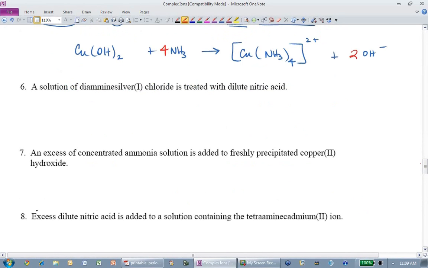Number 6, a solution of diamine silver chloride. Okay, we got a heavy metal bad guy in our midst here. Heavy metal bad guy. It's like OMG, except it's HMBG. So trouble, most likely, is treated with dilute nitric acid. So you're asking yourself, is the nitrate going to participate in this? No. So really we're just talking H plus here.